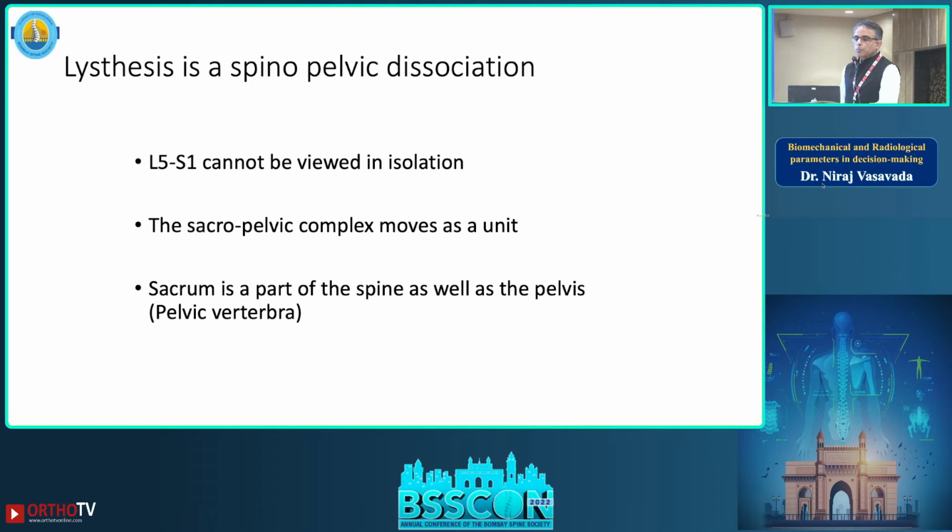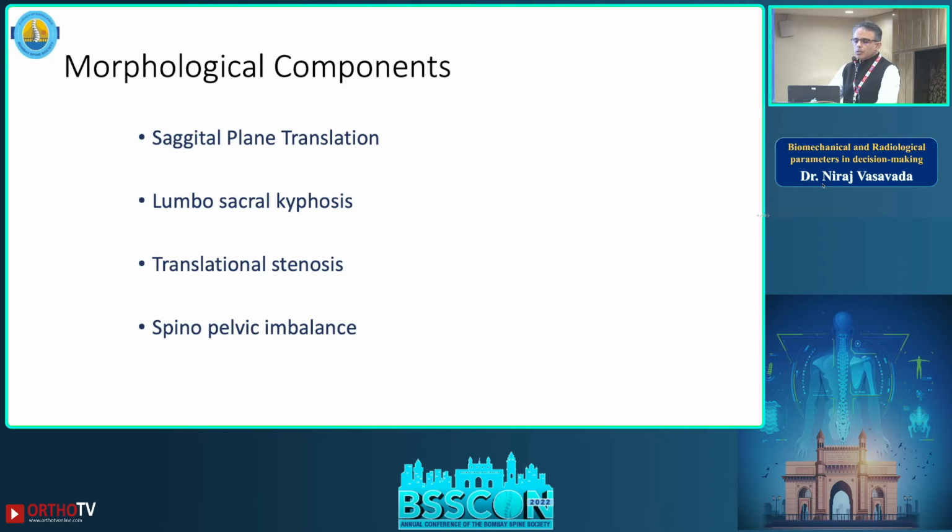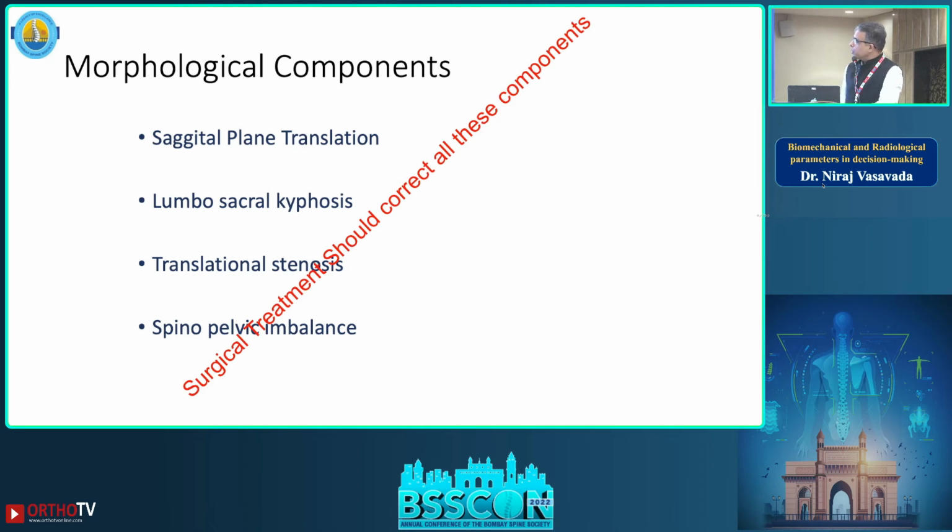So if we need to understand the basics of biomechanics of spondylolisthesis in high grade, listhesis is a spinopelvic dissociation. You have to bear this sentence in mind. Listhesis is a spinopelvic dissociation. It's not only the slip. L5-S1 cannot be viewed in isolation. The sacropelvic complex moves as a unit, and the sacrum is a part of the spine as a pelvic vertebra. Whenever you are talking about high grade spondylolisthesis, there are four morphological components: sagittal plane translation, lumbosacral kyphosis, translational stenosis or nerve compression, and spinopelvic imbalance. Whenever you plan a surgical treatment, all these four parameters need to be taken into account before you decide a particular treatment.